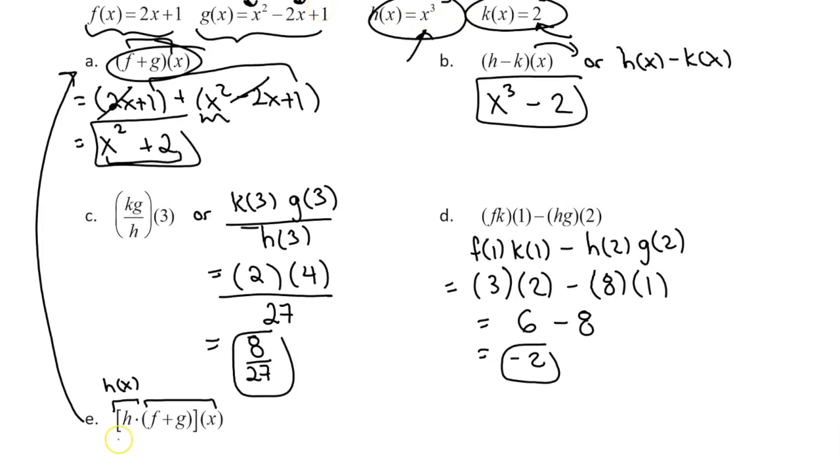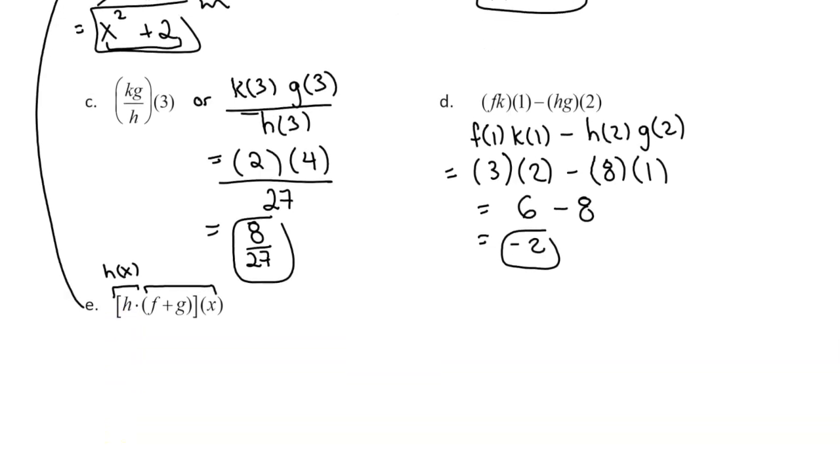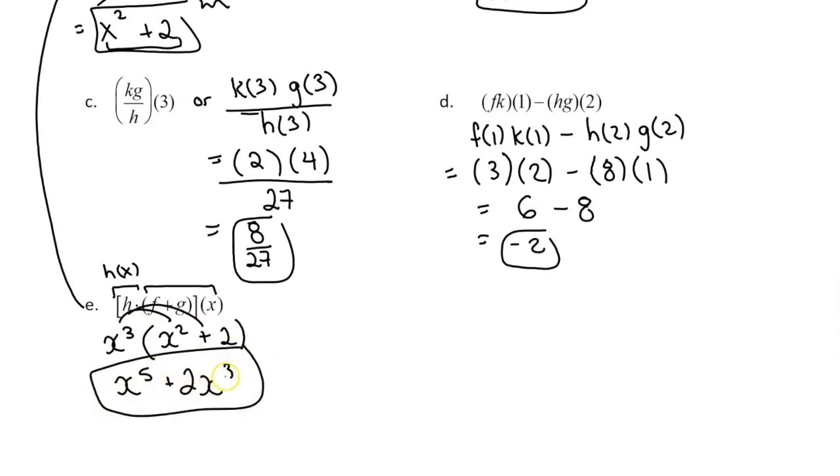So all we have here is x cubed times my answer to part A, which was x squared plus 2. And we can expand that, and you could get x to the 5 plus 2x cubed. And then you could solve it a lot faster than you would have if you had done it from scratch.